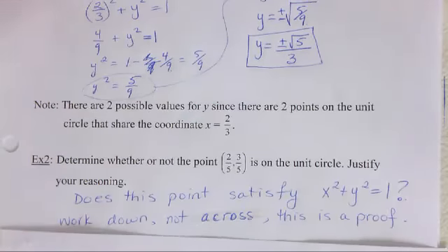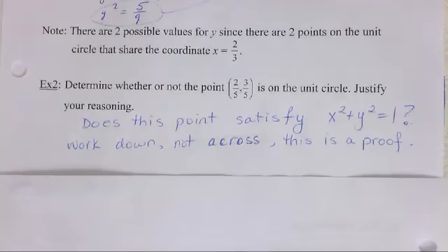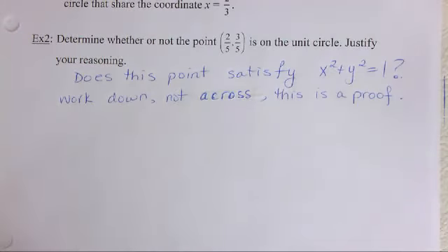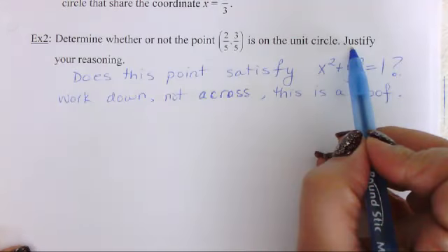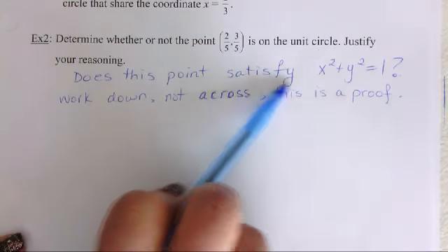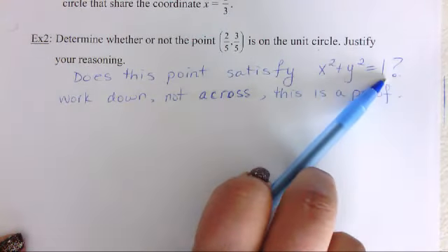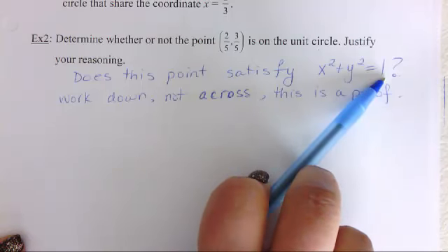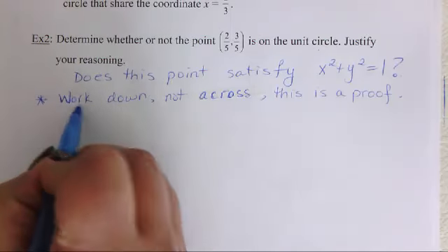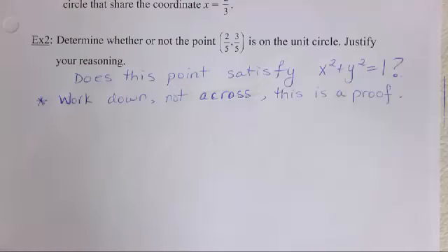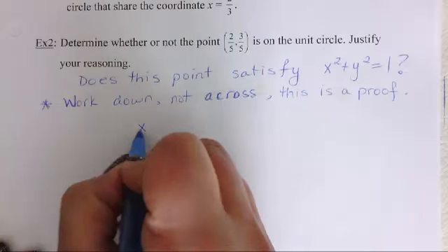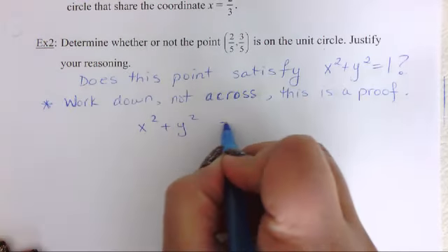Okay, now for the next question here, we've got: determine whether or not the point (2/5, 3/5) is on the unit circle. We need to justify our reasoning. So another way we could ask this is, does this point satisfy x² plus y² equals 1? And we choose this because this is the formula for the unit circle. Also a note, I want you to make sure you're working down, not across, because this is a proof essentially. So we'll start off with x² plus y² equals 1.